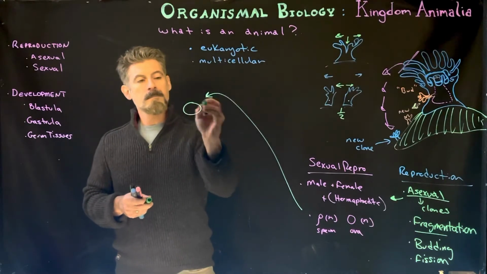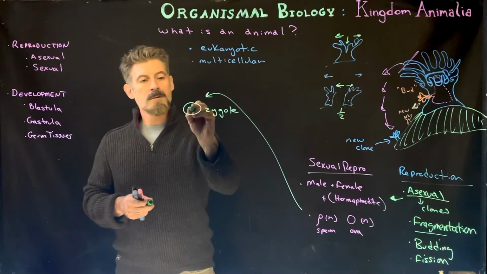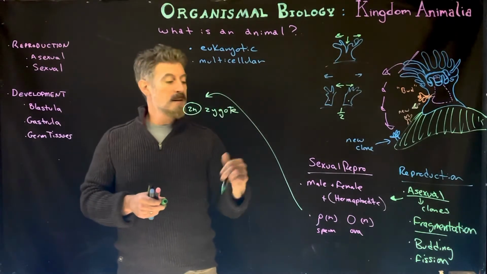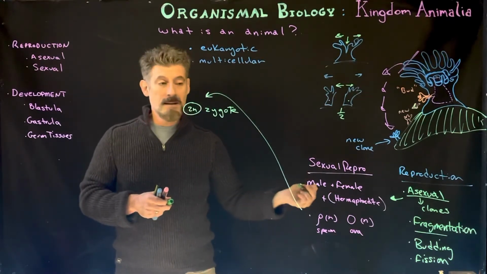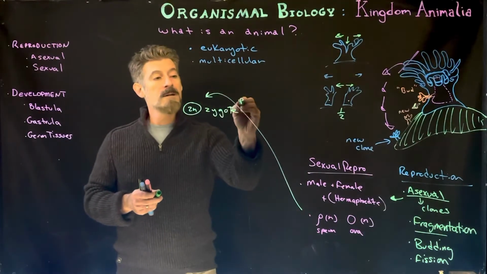But what will happen then is that once fertilization occurs, you have a zygote. All right, so this is a 2n cell, and that's the product of the union of the sperm and the egg. So this is the beginnings of our embryo. So this is the product of fertilization.